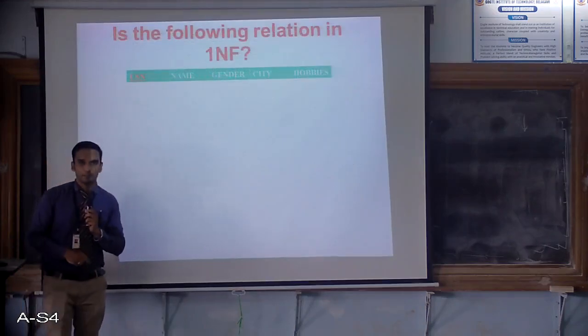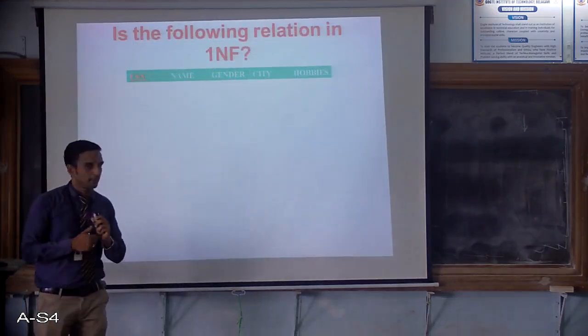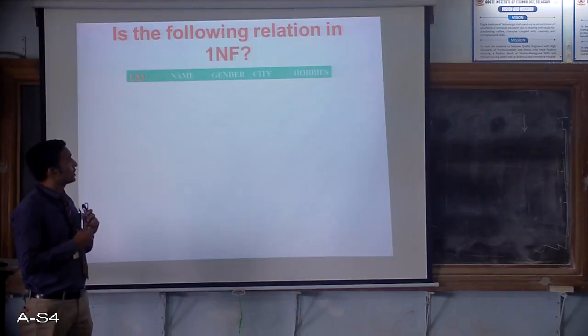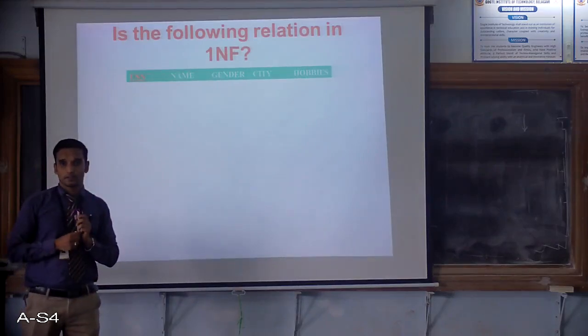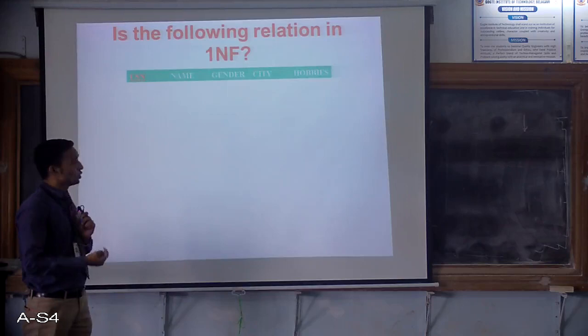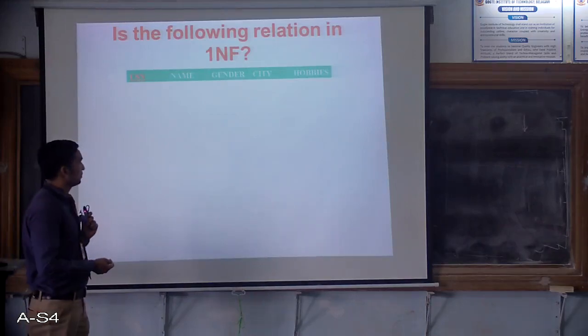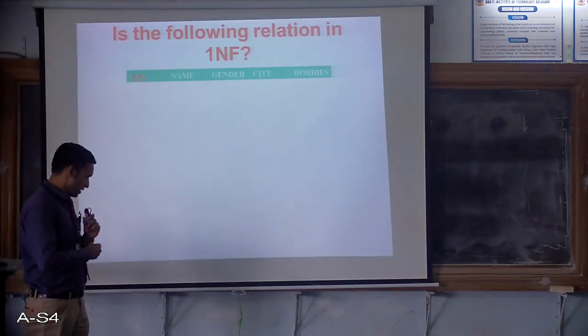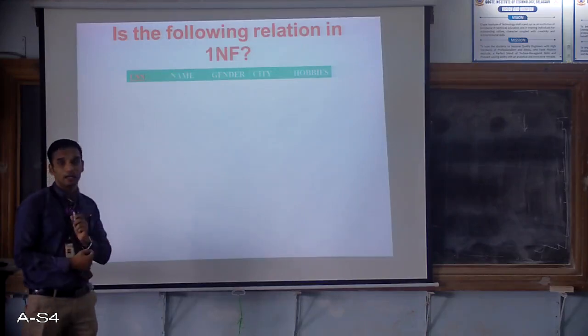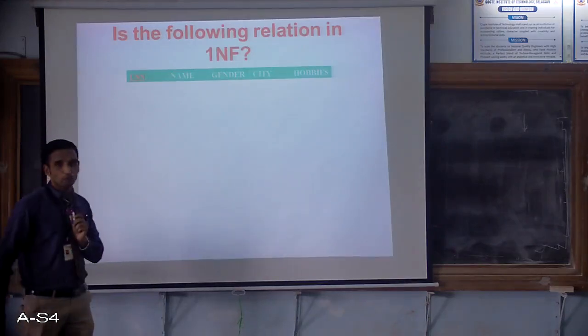We'll work with an example here now. Now look at this table. Is the following relation in first normal form? This is how the question might be asked. There is a table which has USN, name, gender, city and hobbies as the attributes. Now looking at this, is this in first normal form?